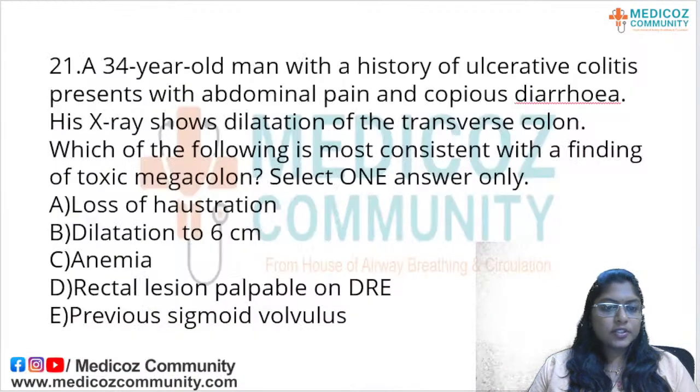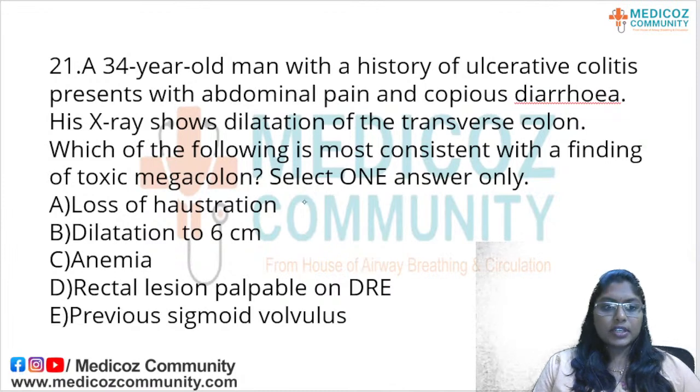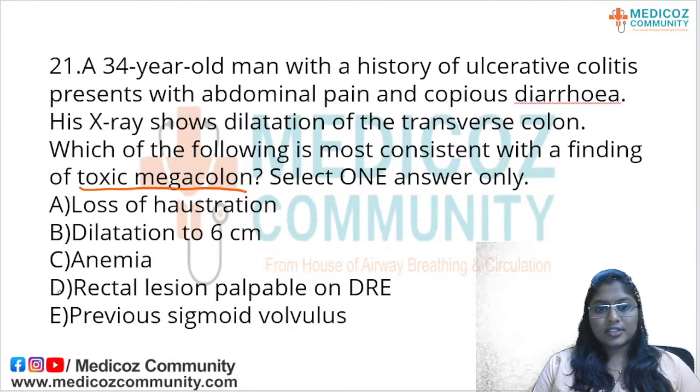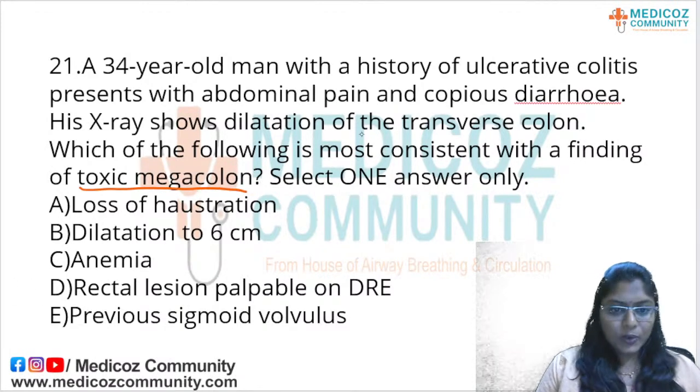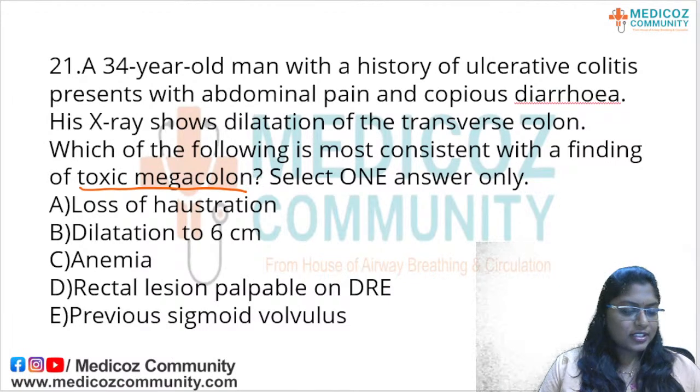Coming to the next question. A 34-year-old man with a history of ulcerative colitis presents with abdominal pain and copious diarrhea. His x-ray shows dilatation of the transverse colon. Which of the following is most consistent with the finding of toxic megacolon? We have already discussed points regarding toxic megacolon in the last class. I really hope you give me the correct answer this time.